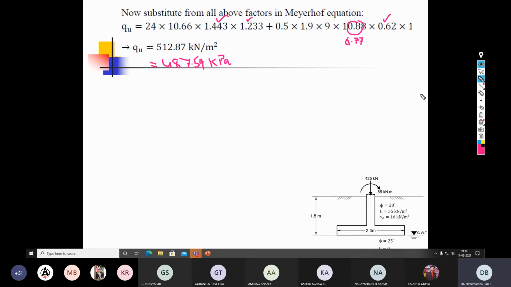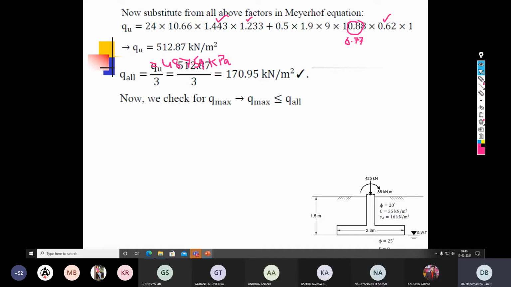Okay, so others please confirm. You are asked to calculate the allowable bearing pressure, which is nothing but ultimate divided by the factor of safety. Here ultimate is 487.39 divided by 3. So whatever value you are getting, that shall be taken as the allowable bearing pressure or allowable bearing capacity.